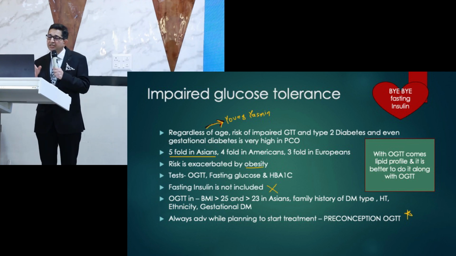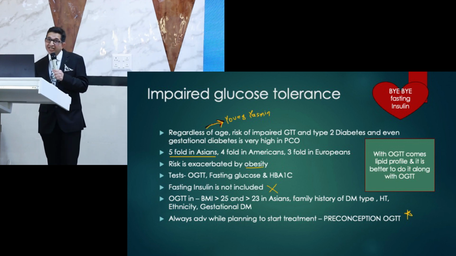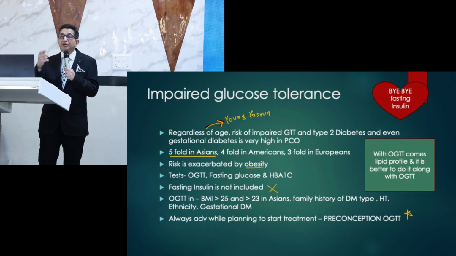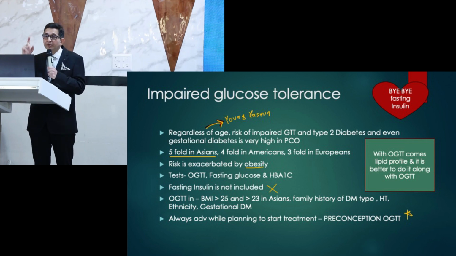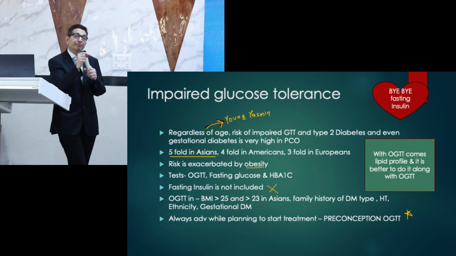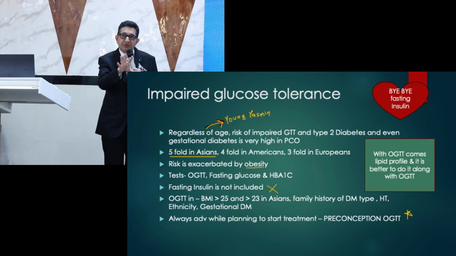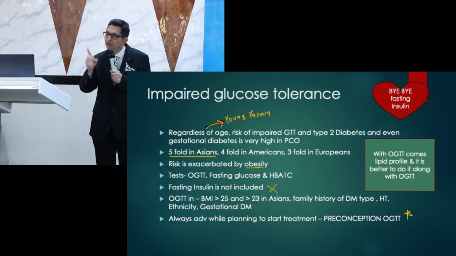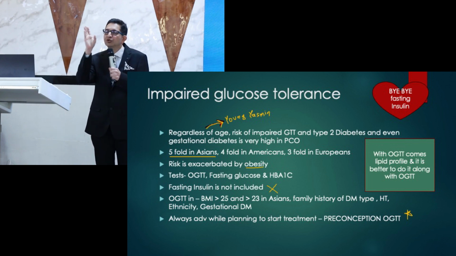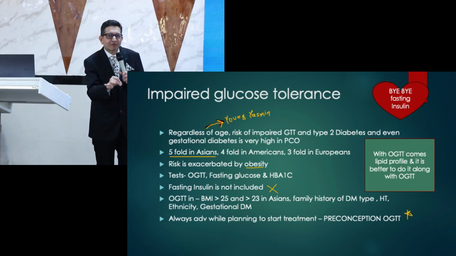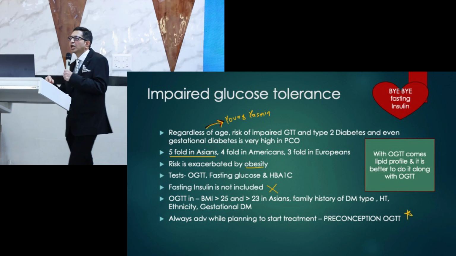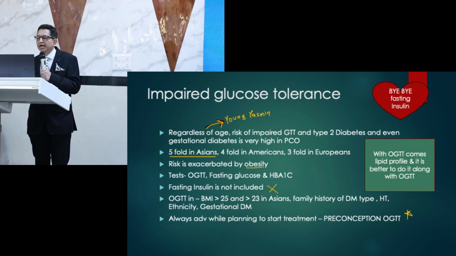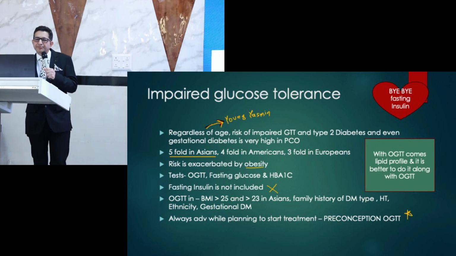These we have already discussed, but I must say that the Yasmin belongs to Indian ethnicity, and here you must try to get a family history also, and you must do her GTT also, and the recommendation says that if BMI is more than 23, in Asians 23, you should do OGTT, you should do HbA1c, you should do lipid profile, and you should rule out diabetes also. And as I told you, bye-bye fasting insulin.